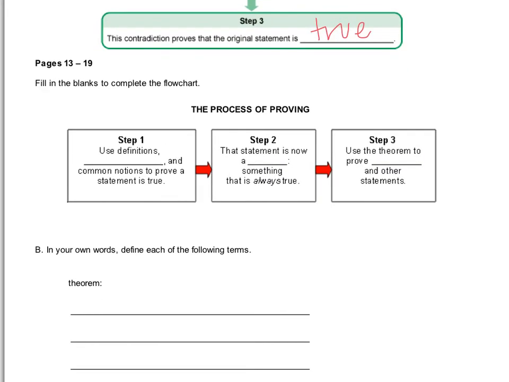So we have 3 steps to prove things. The first is that we use definitions, postulates, or axioms, because they're the same thing, and common notions to prove a statement is true. A statement is now a theorem. Once we prove it to be true, it becomes a theorem, and that's something that's always true. And we use theorems to prove corollaries and other statements.